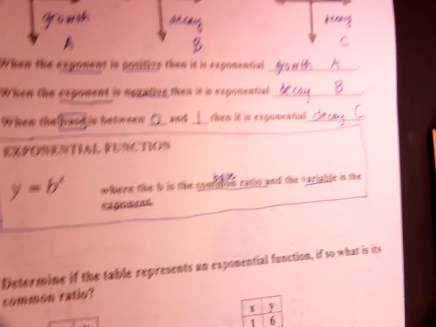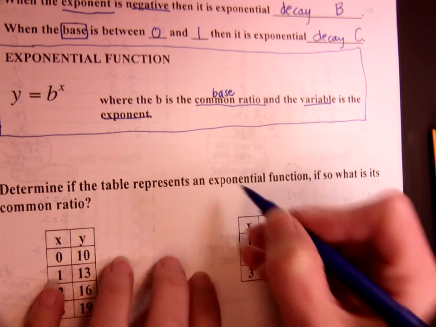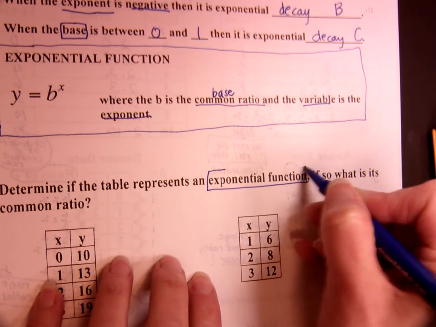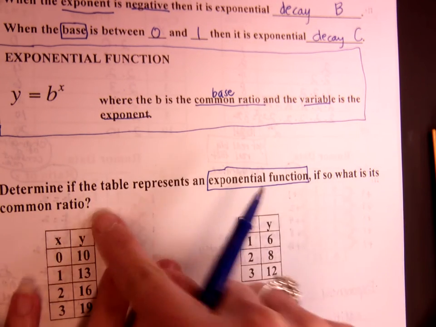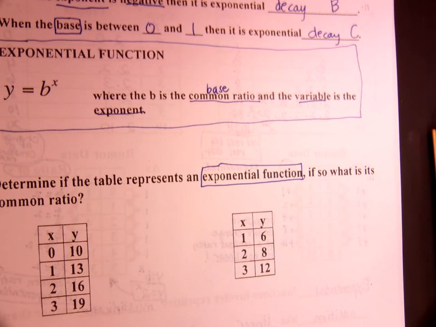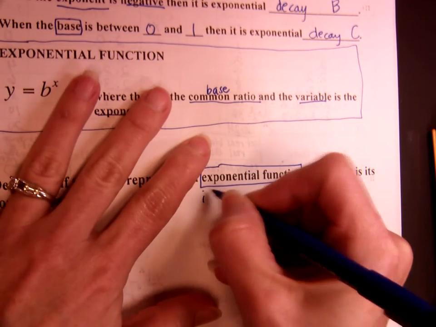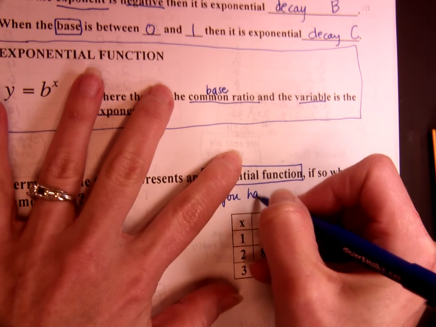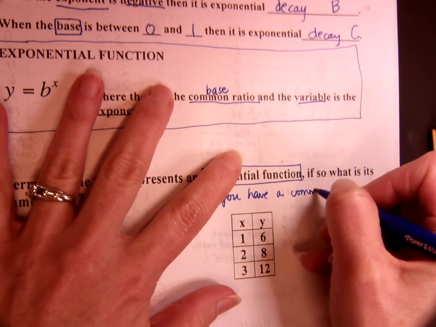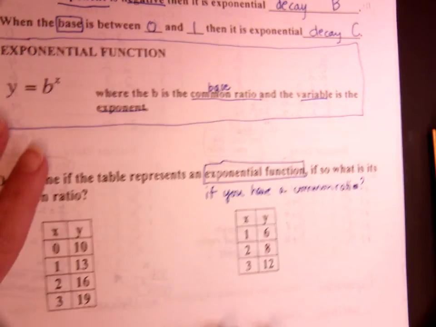So, the next part says, determine if the table represents an exponential function, and if so, what is the common ratio? How can we determine if it's an exponential function looking at a table of values? If it's a function first, x doesn't repeat. Okay, very good. So we know that it's a function if x doesn't repeat. How about exponential? If you have a common ratio. So let's write that down. If you have a common ratio, then it is exponential.